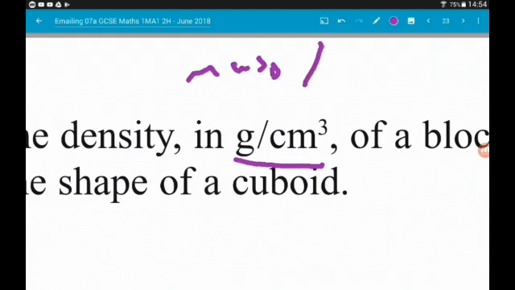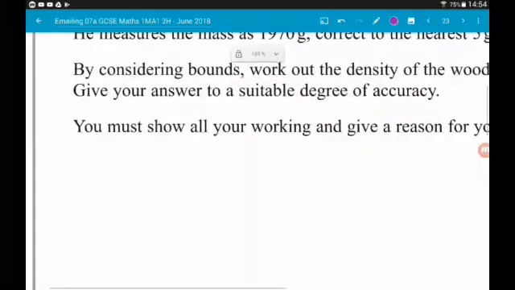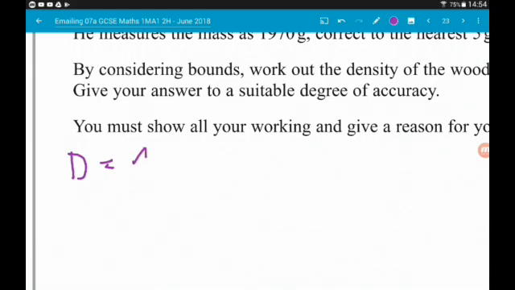Centimetre cubed is a measure of volume. So density is mass divided by volume. Here, all the lengths of the wood are rounded to the nearest millimetre, and the mass is rounded to the nearest 5 grams.